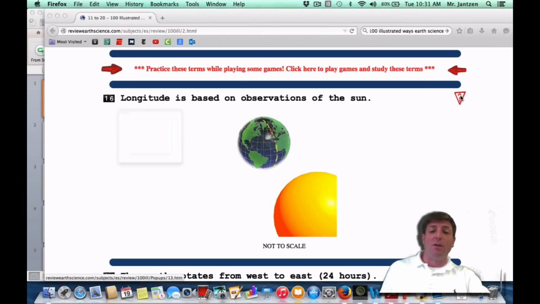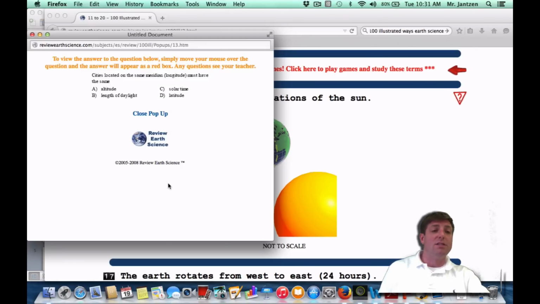Okay, if you can see, this is a Regents question. It says cities located on the same meridian must have the same what? And it turns out they're going to have the same solar time because they're on the same meridian.